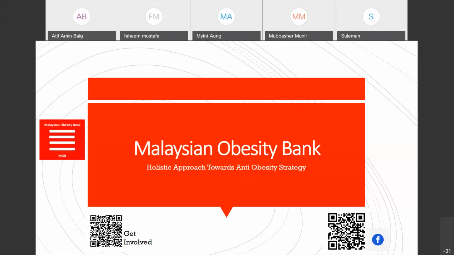He is one of our mentors. Basically, I started as a neuromuscular disorder specialist, but when I joined one of the universities, I was told that I have to work with obesity, and that is how I met Prof. Ismail and some other people. I have been in obesity research for more than 11 years now. So what we have come up with is a Malaysian Obesity Bank. We assume it to be a holistic approach.